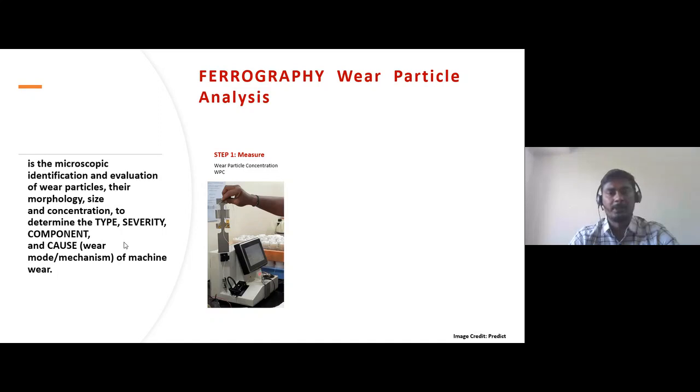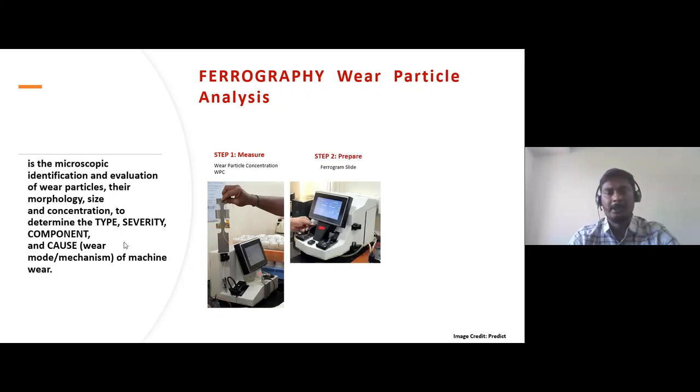How are we going to do it? Step one, we do the WPC, the wear particle concentration. There is DL plus DS, the density of large particles plus the density of small particles. So we can accumulate and get the WPC, the wear particle concentration, especially for ferrous wear.